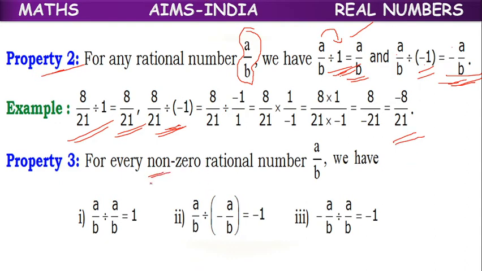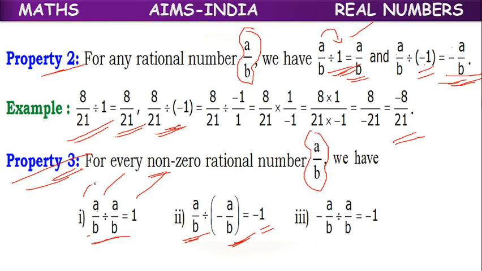And one more thing, if it is divided by the same number, then the result will be 1. If it is divided by its negative number, the result will be -1. So during division we have one more property. If we have a non-zero rational number a by b, if we divide with the same rational number, the result is always 1. If we divide with its negative, the result will be -1.